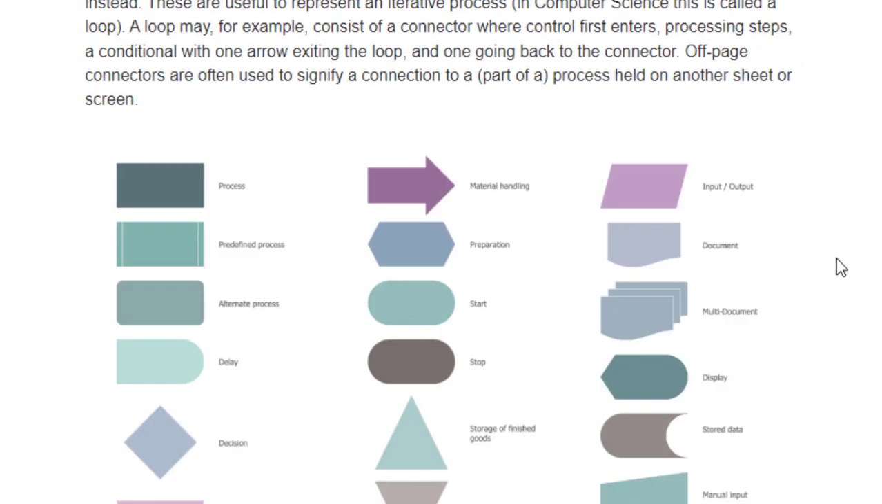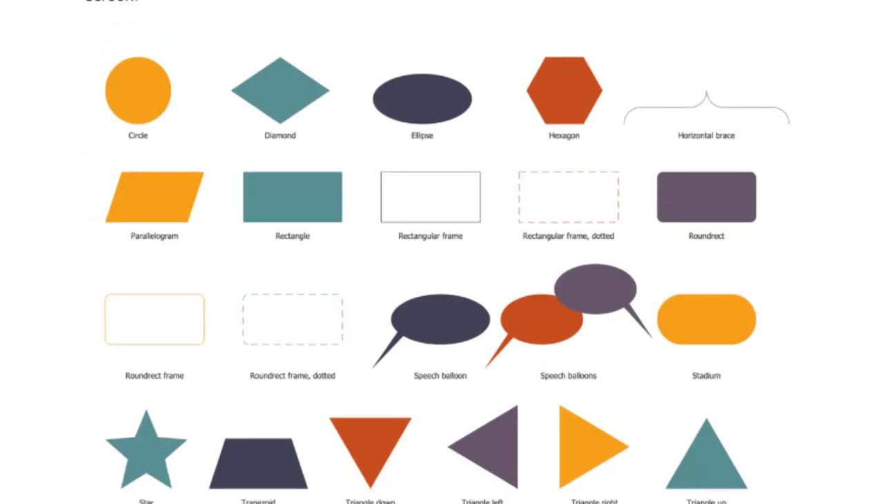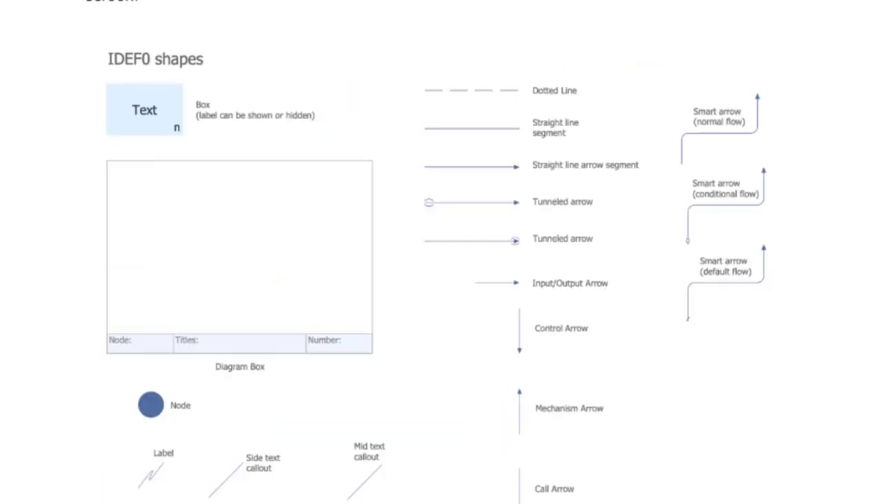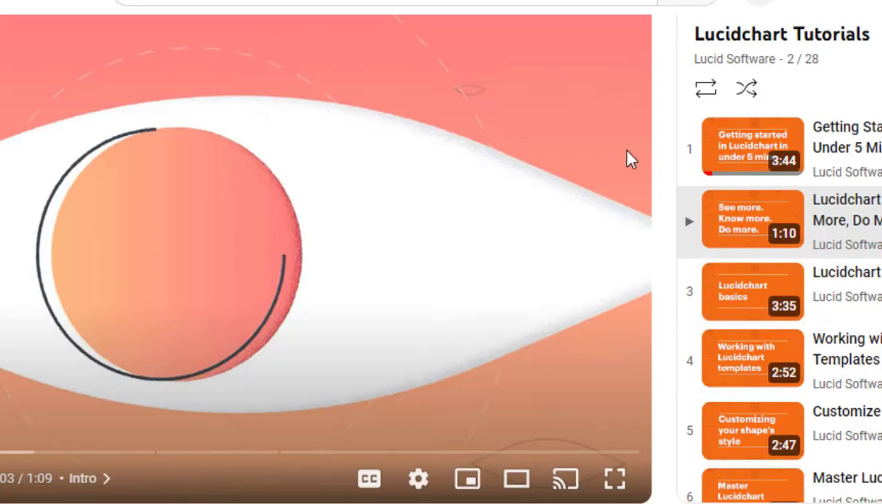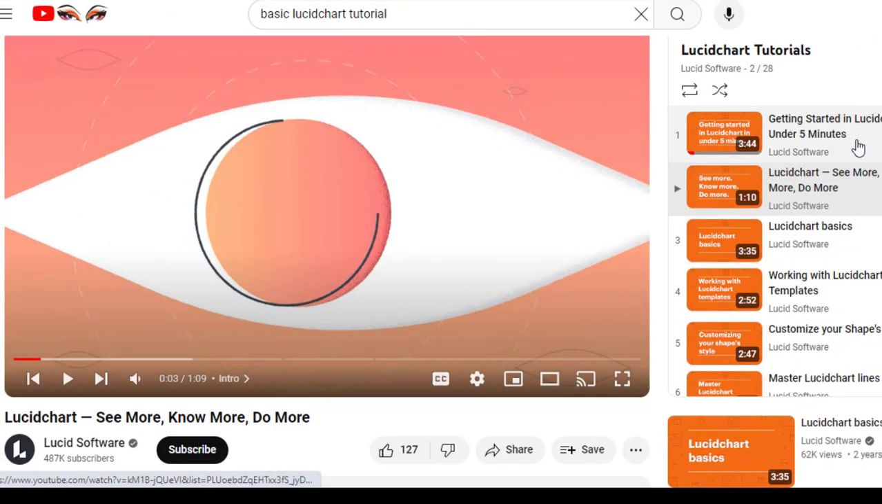But you can find this by doing any kind of search in a search engine to see what these different symbols mean. It looks harder than it is here. We just want to do something basic. Also, Lucidchart has their own YouTube channel where they have a bunch of tutorials, like getting started in under 5 minutes, and some other things that you might want to look at.